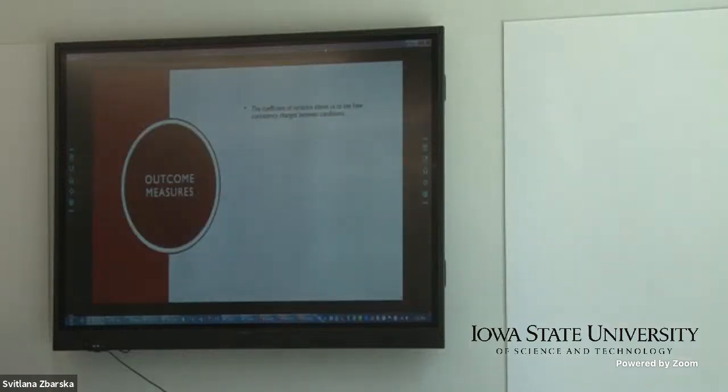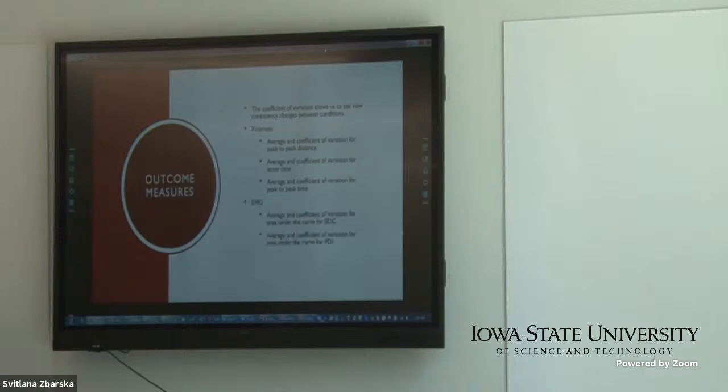For our outcome measures, we looked at the coefficient of variation, which is the standard deviation over the average and is the relative dispersion of data points in a data set around the mean, which allows us to see the consistency changes between conditions. So for kinematic outcome measures, we looked at the average and coefficient of variation for peak-to-peak distance, letter time, and peak-to-peak time.